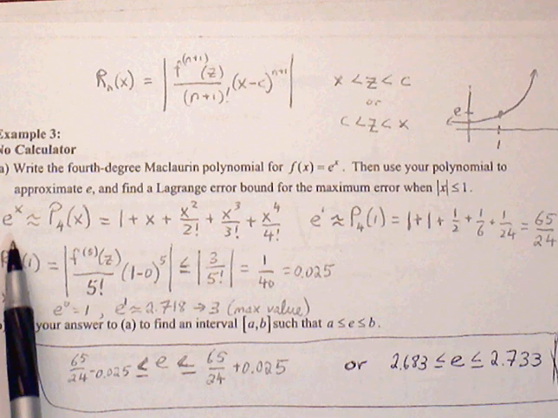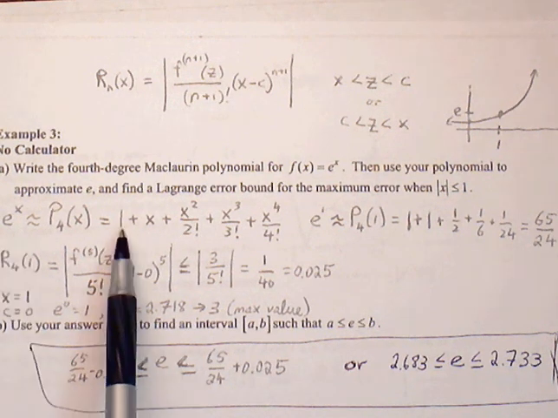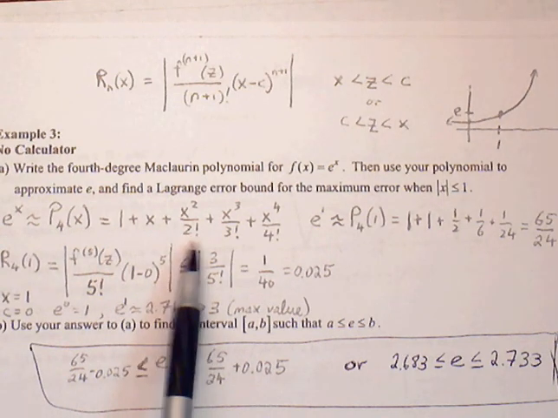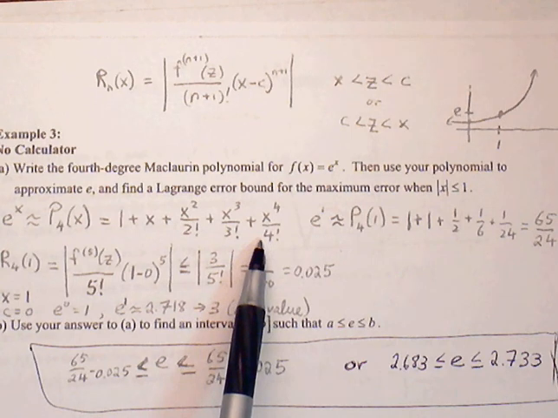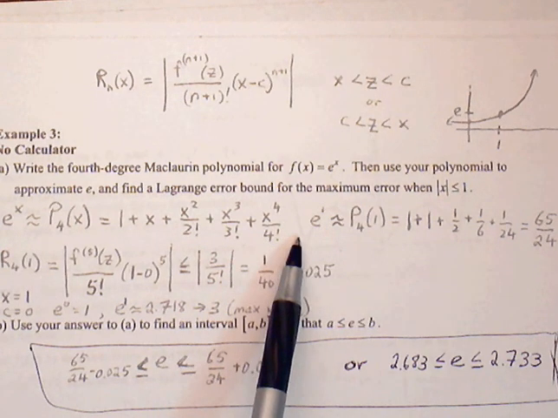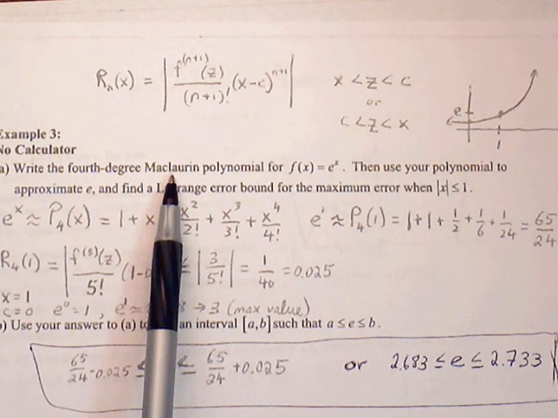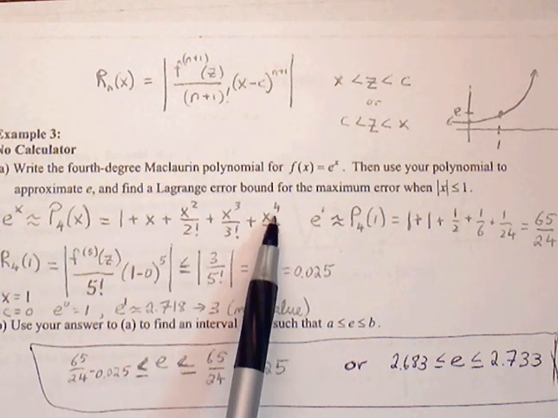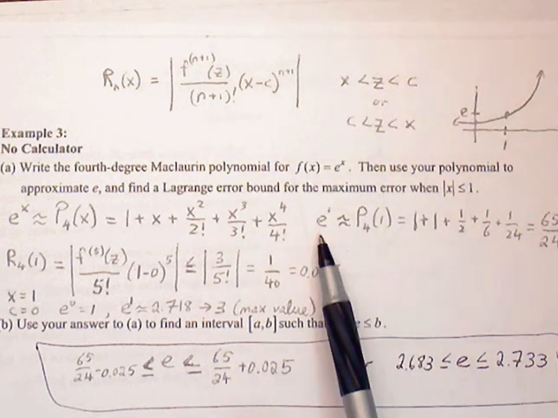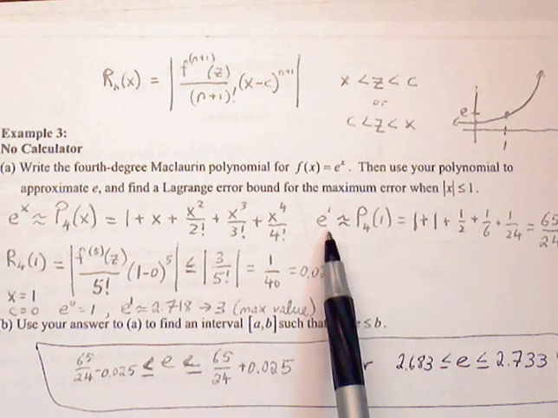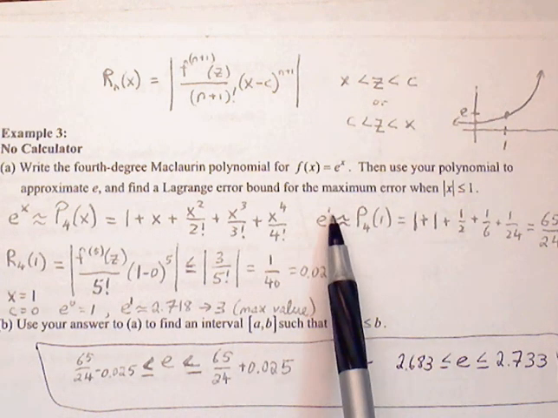Let's see, we should have memorized the Maclaurin polynomial series for e to the x, and that being 1 plus x plus x squared over 2 factorial plus x cubed over 3 factorial plus x fourth over 4 factorial. We could continue, but we don't because we're dealing with a fourth degree Maclaurin polynomial, so we're going to stop at the exponent of 4. Now we're going to approximate e when the absolute value of x is less than or equal to 1, so a safe upper bound is 1.